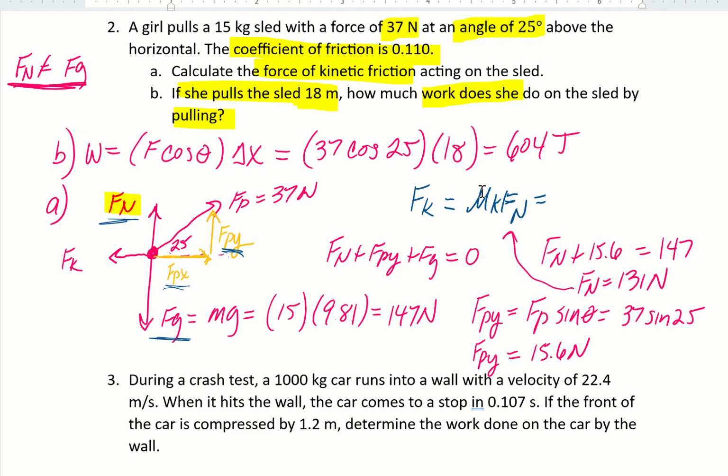So my coefficient of friction is 0.110. My normal force is 131. So Fk is 0.110 times 131, which gives me 14.4 newtons. So that would be the answer to A.